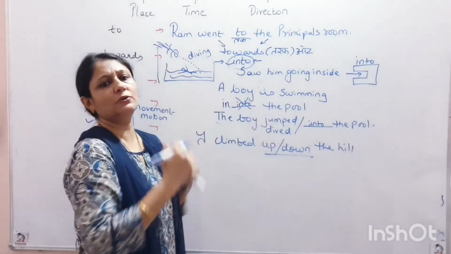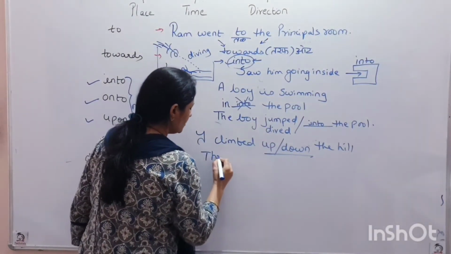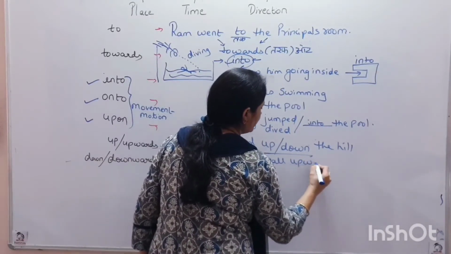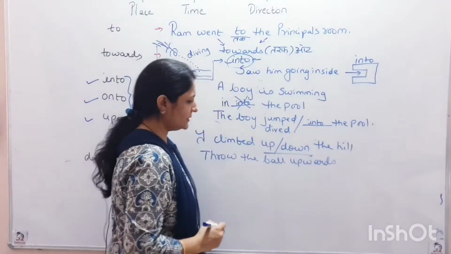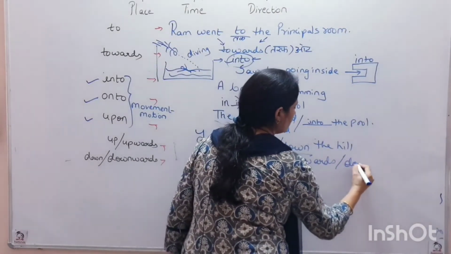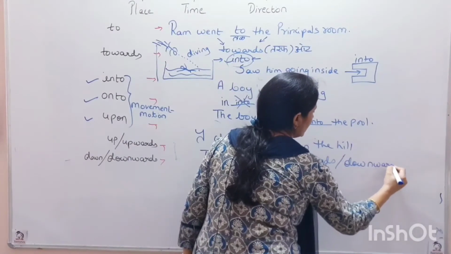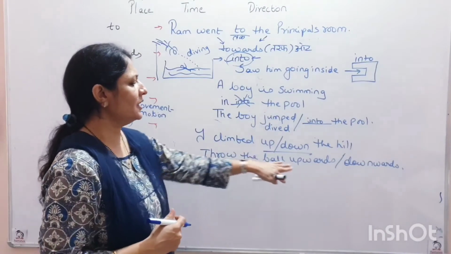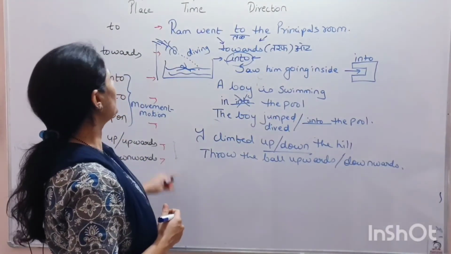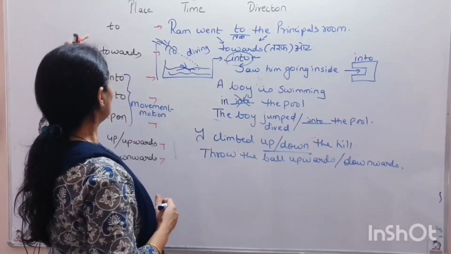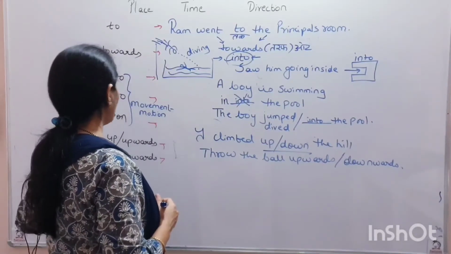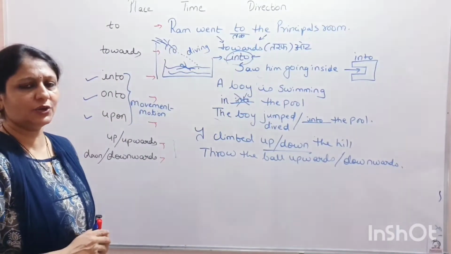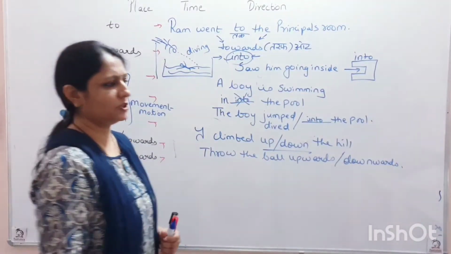Upwards and downwards. Now how do I use? Throw the ball upwards. Or I can say throw the ball downwards. Imagining the person is standing up. So these two prepositions can also be used as prepositions of direction. To, towards, into, onto, upon, upwards and downwards. I hope these prepositions are clear to you. Moving on to some more prepositions.